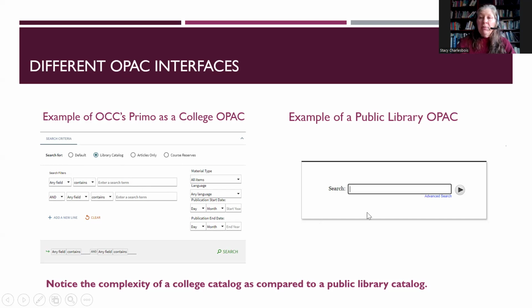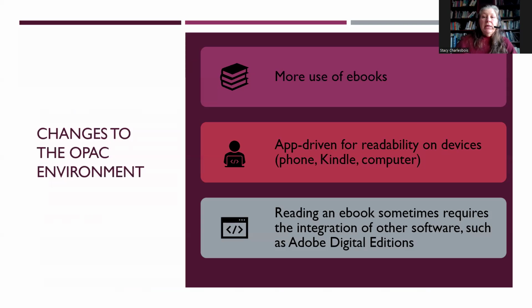Contrast that with a public library OPAC, which tends to be a little bit less complex, because people who go into public libraries aren't necessarily looking to complexify what their search is. They often know what they want, whether that's a specific title or a type of book, a genre of book. So these are going to be set up a little bit differently, but they will function the same in terms of how they search.